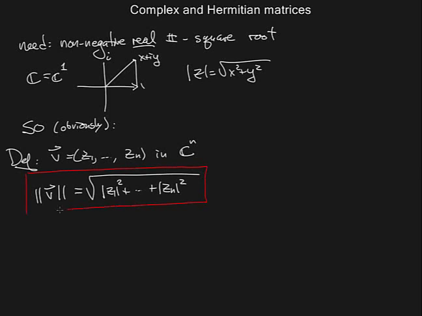Now that's a decent definition. The thing on the inside is a non-negative real number, and so it has a unique non-negative square root. And to be explicit, this is x1 squared plus y1 squared plus dot dot dot up to yn squared, and the square root of that whole thing, if you write each zi as xi plus i yi.